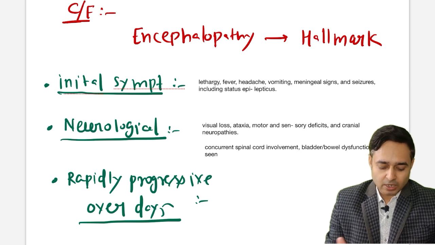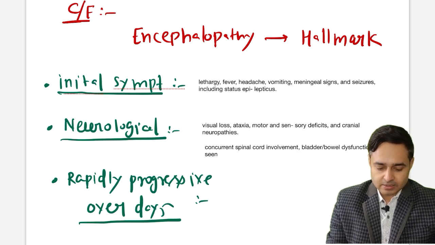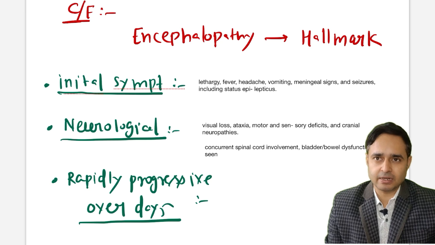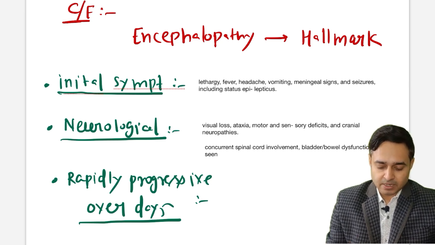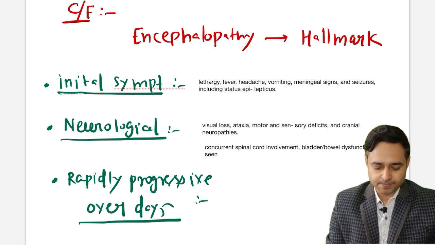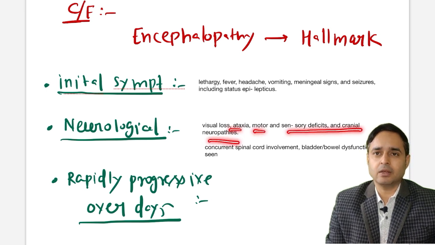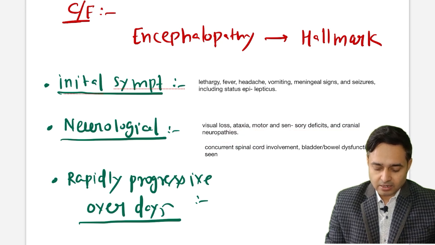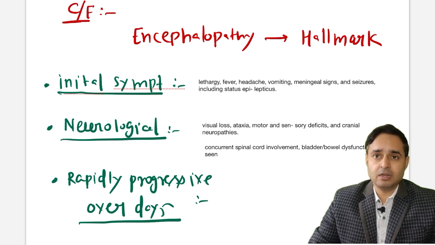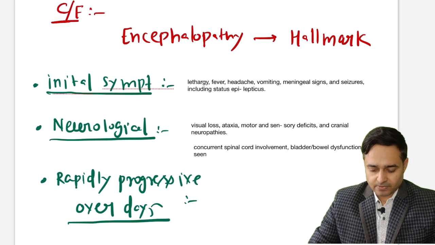Okay, so clinical features of ADEM. In this, encephalopathy is the hallmark of ADEM. This is again a very important question, which is the hallmark feature of ADEM: encephalopathy. So initial symptoms are non-specific: lethargy, fever, headache, vomiting, meningeal signs, seizures, and status epilepticus. Neurological symptoms are visual loss, ataxia, motor sensory deficit, and cranial neuropathies. With concurrent spinal cord involvement, bladder and bowel dysfunction may be seen, and it is rapidly progressive over days.